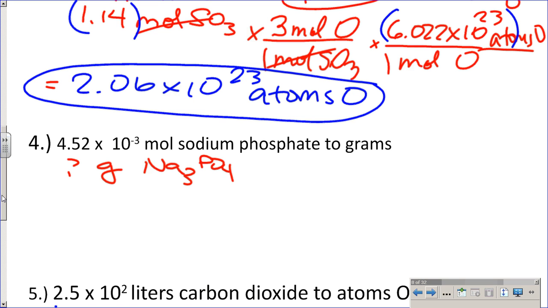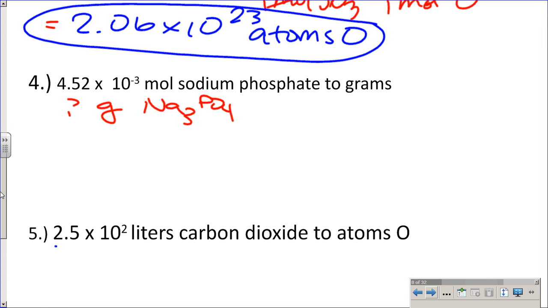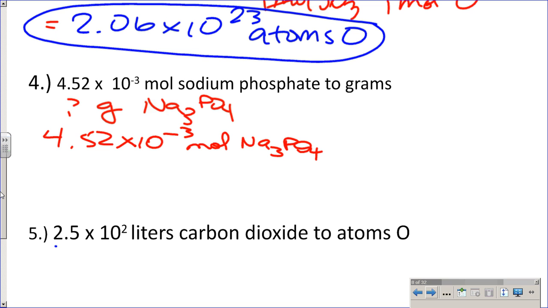So, grams of sodium phosphate. The nomenclature is going to haunt you for the rest of your life. We need to figure out from 4.52 times 10 to the negative 3 moles of sodium phosphate how many grams that's worth. Is there a way to go from moles to grams straight there?